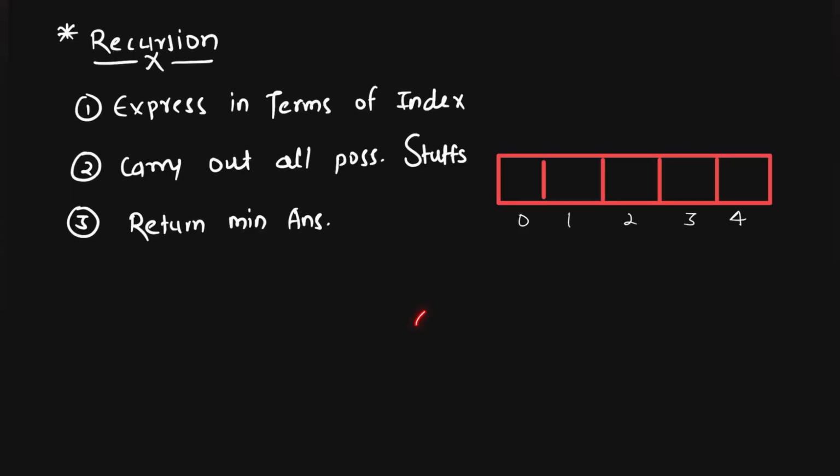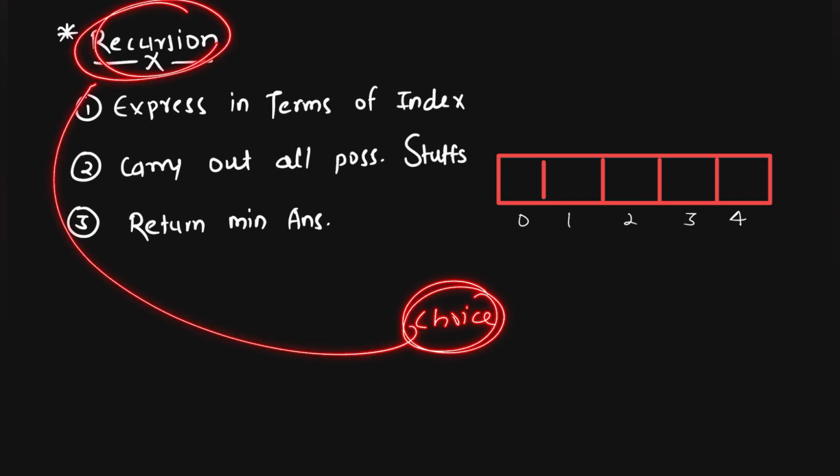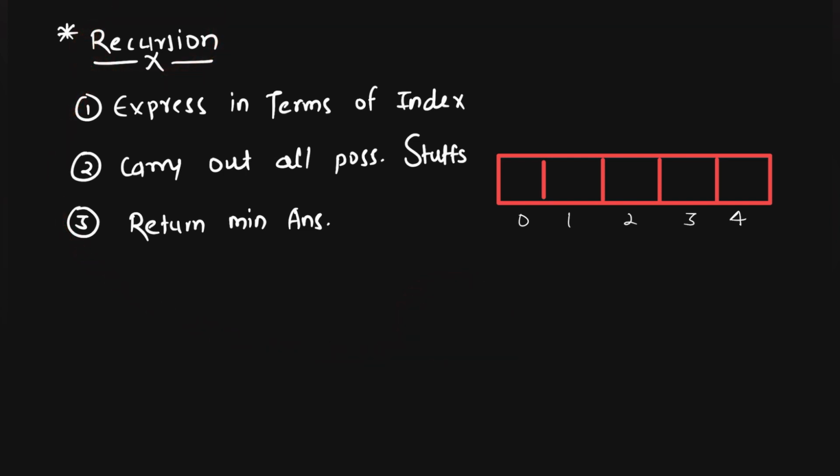As I told you, whenever we have choices, the one thing that comes to our brain for sure is recursion, because we need to carry out all possible choices at every single index. At every index I'm trying to carry out all possible choices. So I came to know that I need recursion to solve this question. How can I use recursion to solve it?